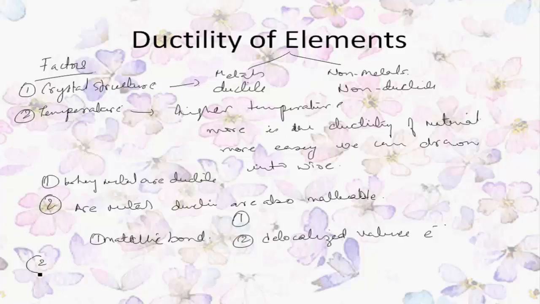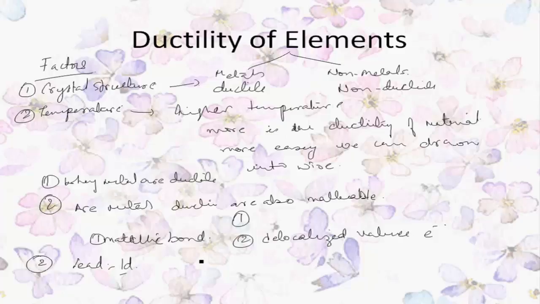And the second question is, are those metals which are ductile also malleable? No. Metals that are ductile are not necessarily malleable. A very common example of the difference between these two properties is lead. Basically, this is a very highly malleable substance, but it's not very highly ductile. The reason is the crystal structure of this element.